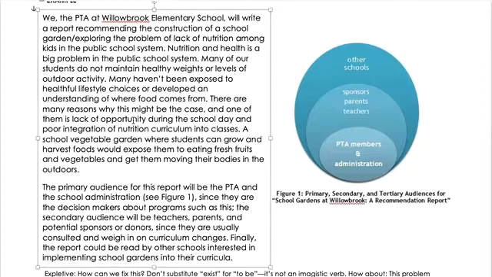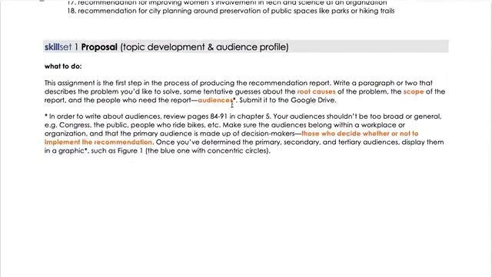All right, so in this paragraph, I got a sense of what the problem is that they'd like to solve, some tentative guesses about the root causes of the problem, and I got a lot of the scope of the report. Now what I'm looking for in the next paragraph is the audience, so let's read that.